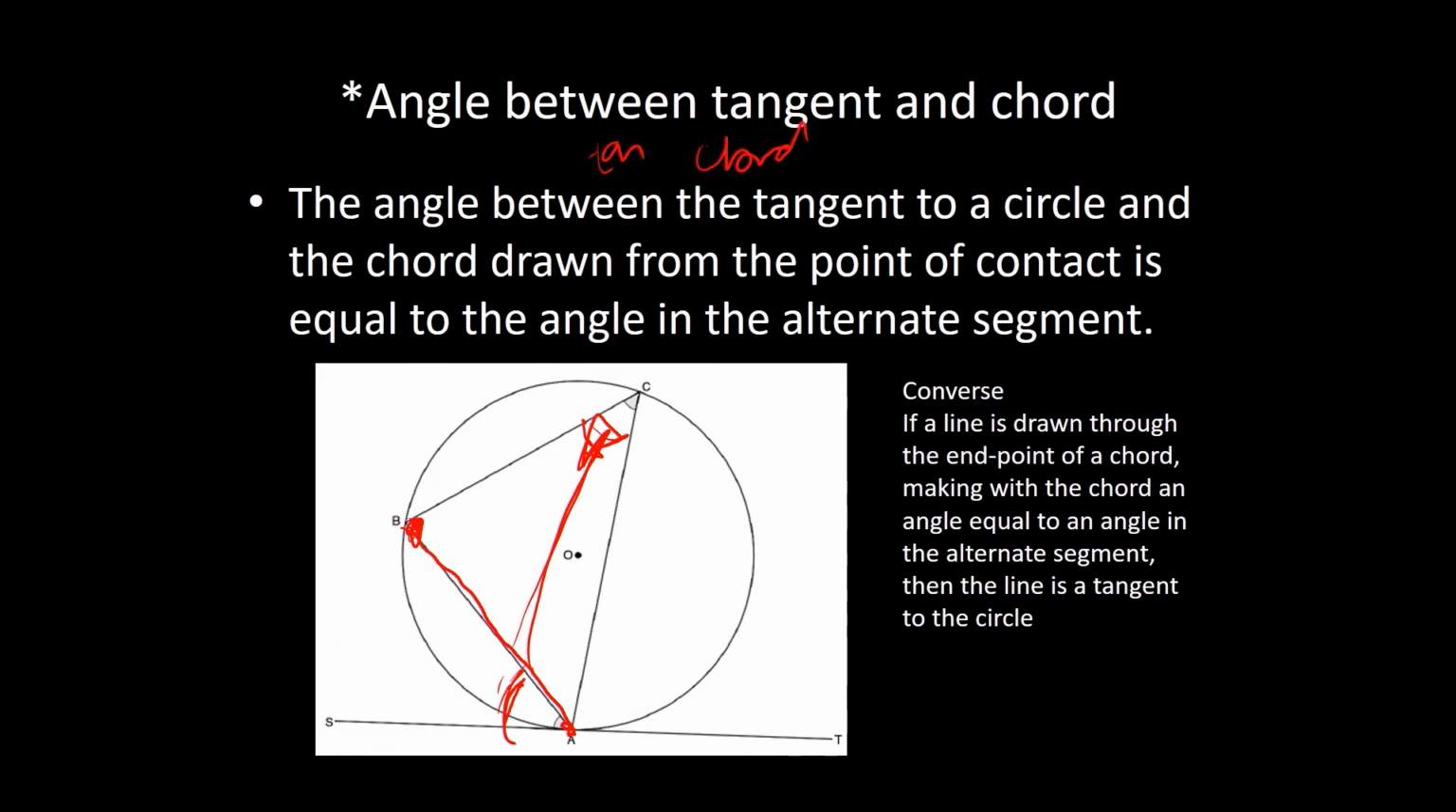All right. Now the converse of this is if we have a line that's drawn through the endpoint of a chord, making with the chord an angle equal to the angle in the alternate segment, then the line is a tangent to the circle. Basically all it says is if you can show that, or if somehow it is given that this angle is equal to that angle, then certainly this line SA must be a tangent. Okay, so that's all the converse really says to you.